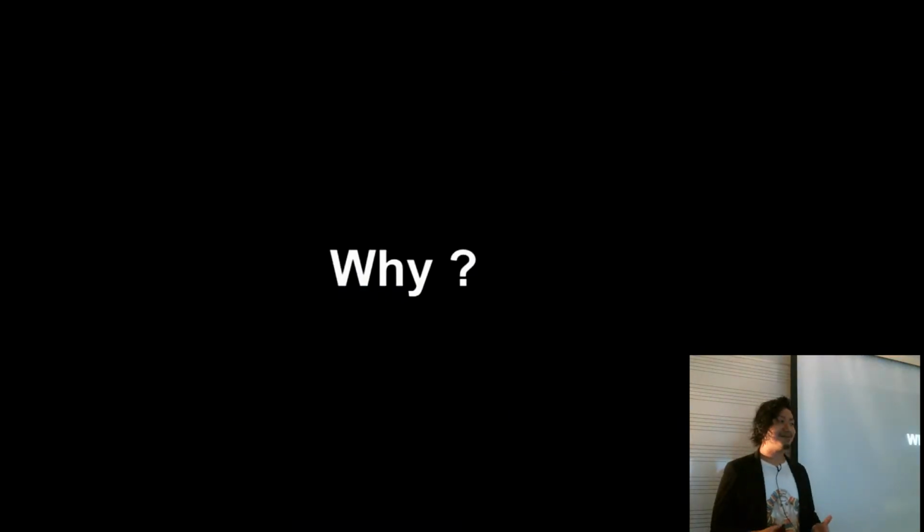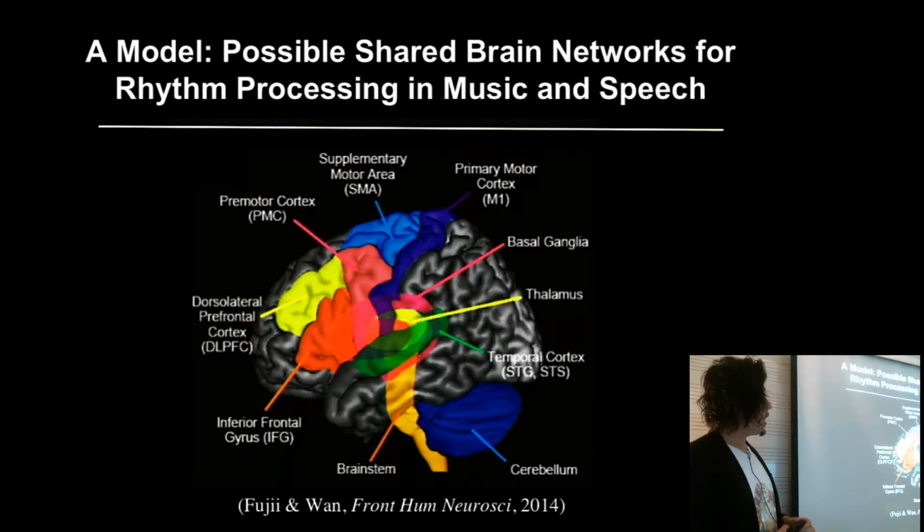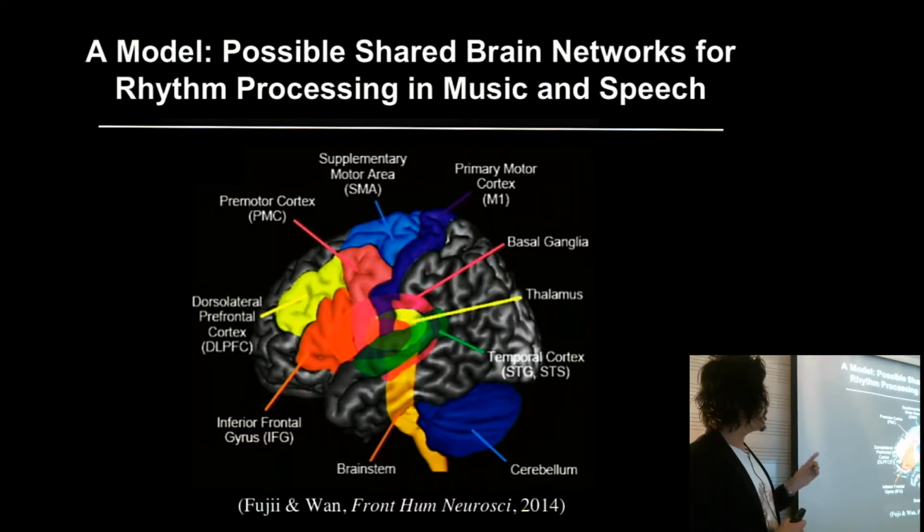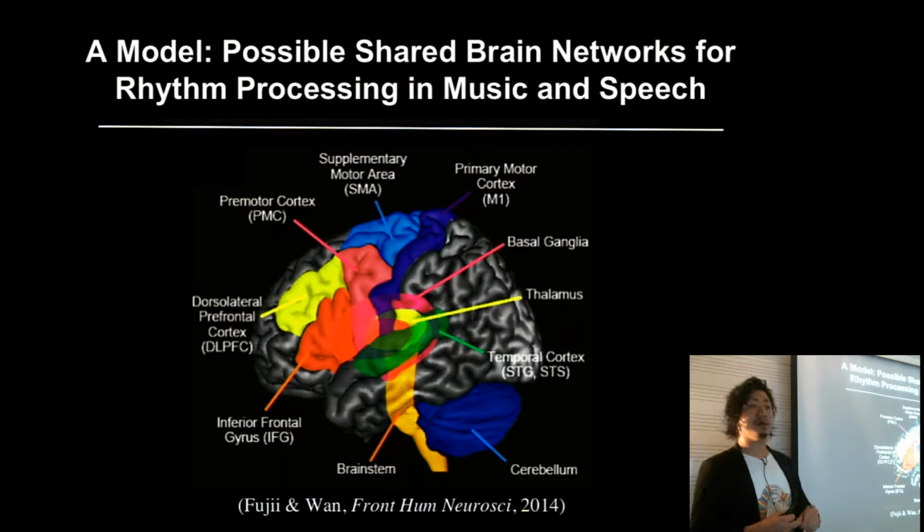But we still have to think about why we can see, as in the last discussion, the significant relationship between language function and beat synchronization. So I recently published a paper in Frontiers in Human Neuroscience to propose a model about possible shared brain networks for rhythm processing in music and speech.